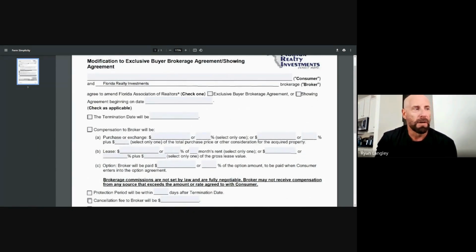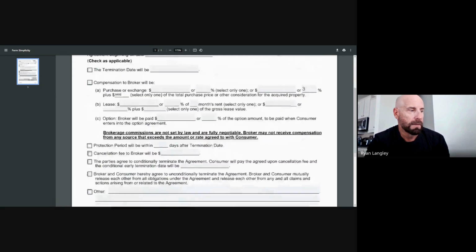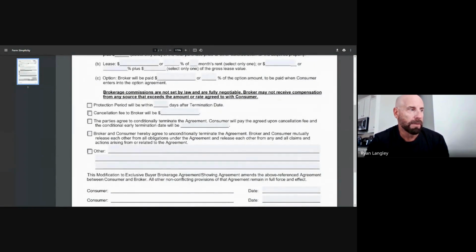Obviously we filled in the Florida Realty Investments part because we're always going to be the broker on these forms. Whichever one they use, the showing agreement or the exclusive buyer brokerage agreement, can't do both, one or the other. Termination date is how they cancel also. It will be whatever date they want to cancel, typically that day. Compensation to the broker is where you change it. This is where we had 3%. Now we're doing 3% plus 5,000 for that bonus we got. That's how we would do that.